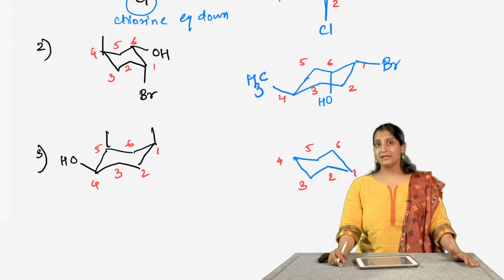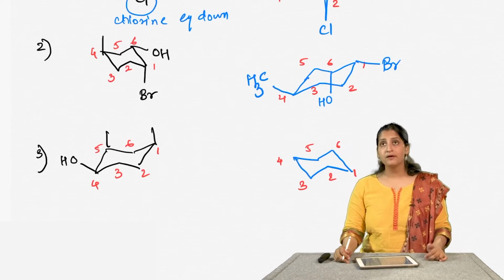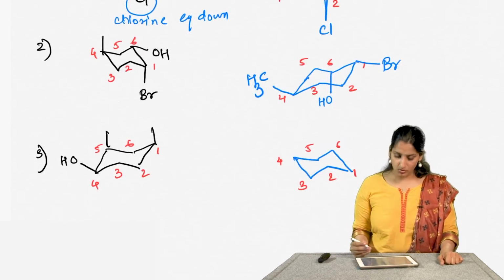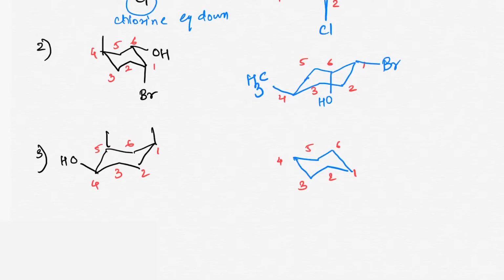Carbon number 1 has a methyl group that is going axially up. So, in this case it will have a methyl group that will go equatorially up. Remember that when the chair flips, axial shifts to equatorial, equatorial shifts to axial, but down still remains down, up still remains up. On carbon number 4, I have an equatorial up OH. So, on carbon number 4 here, it will go as axial up OH.